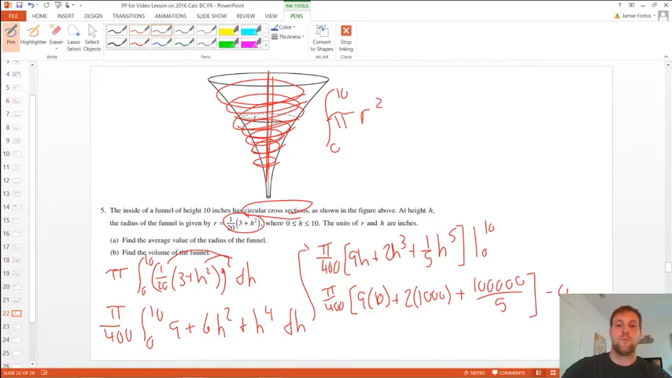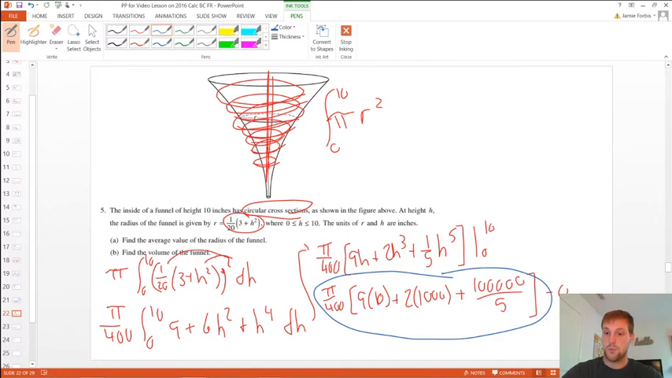Now, calculator inactive means I can leave it this way for my volume. I would still put inches cubed, since this is volume. I would honestly leave it that way. But the answer key did simplify it, so I'll do that for you so I don't cheat you of an education here.